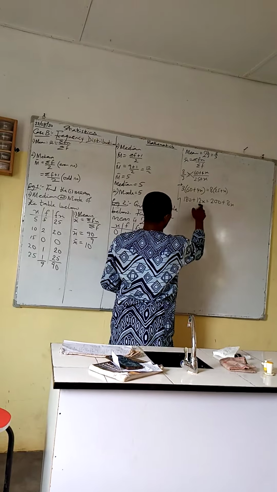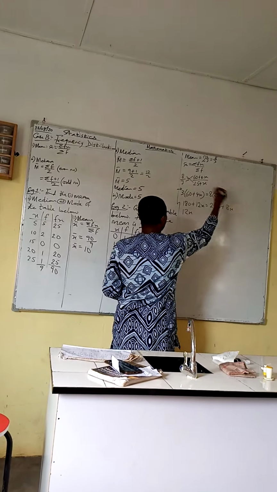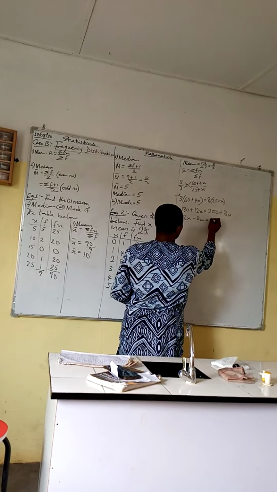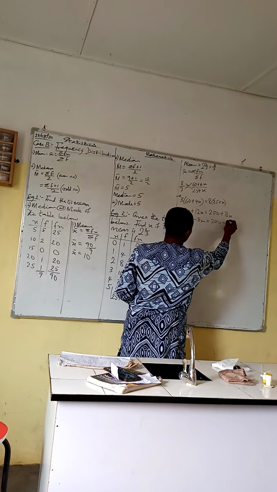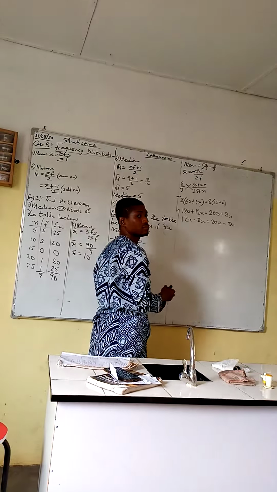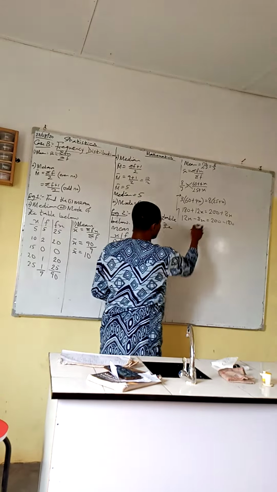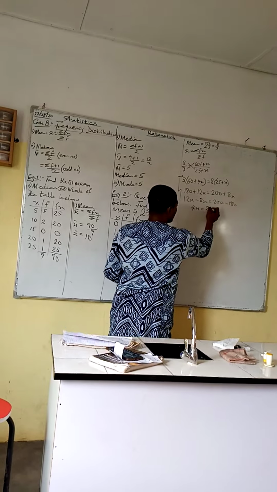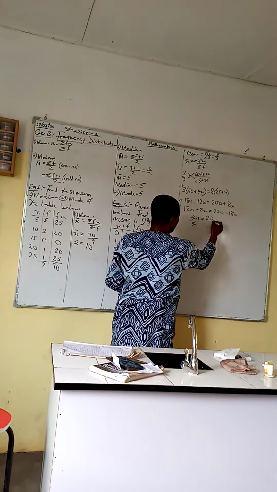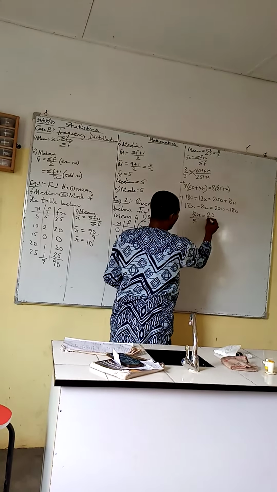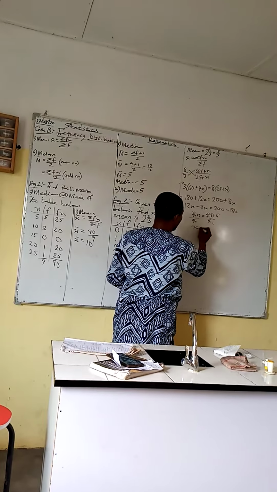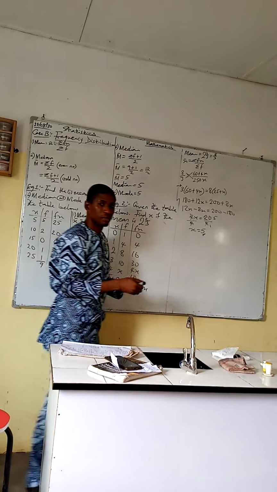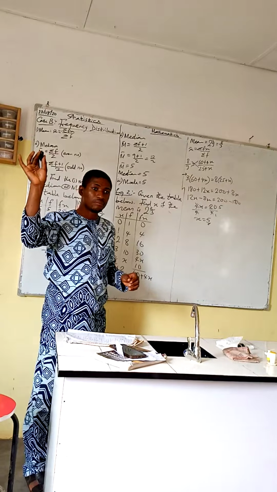Collect like terms. I leave my 12x here. Bring 8x here, so 12x minus 8x equals 200 minus 180. Then 4x equals 20. To get our x, divide both sides by 4. The 4 cancels the 4. Our x value is 5. Any problem here? No, sir. Thank you.